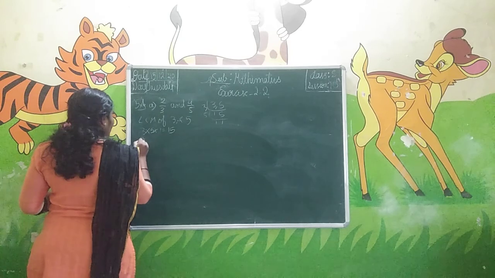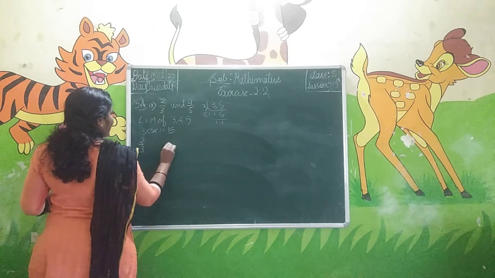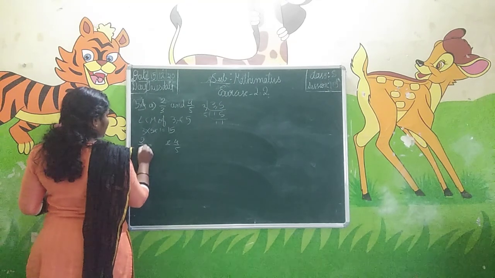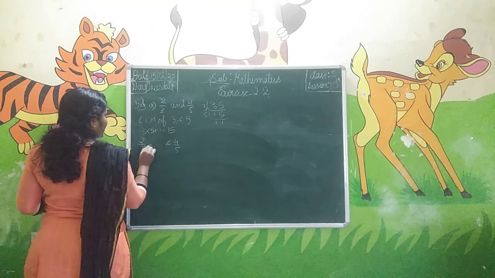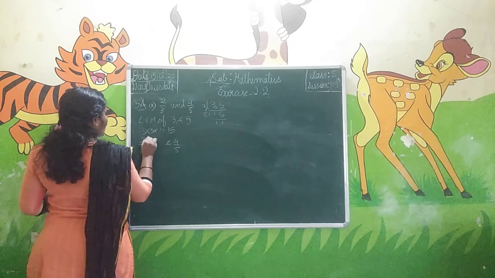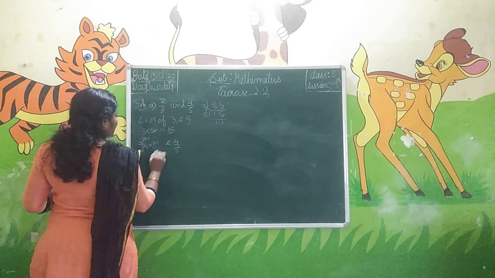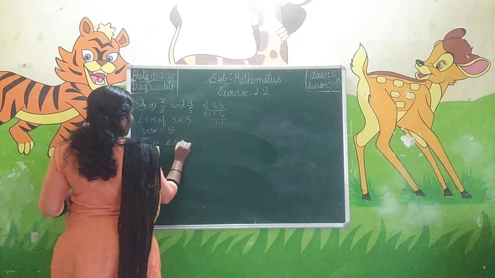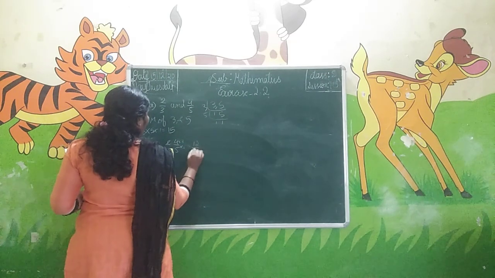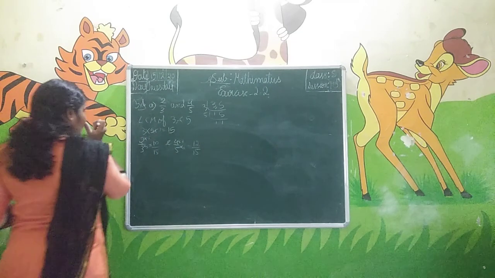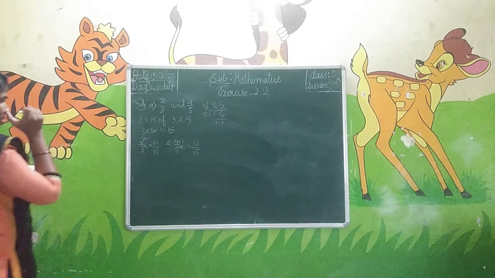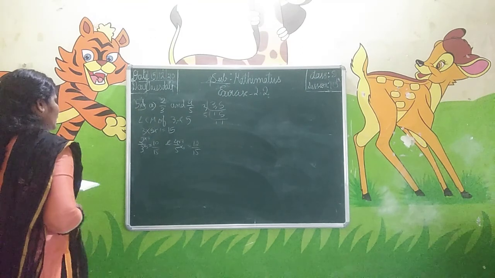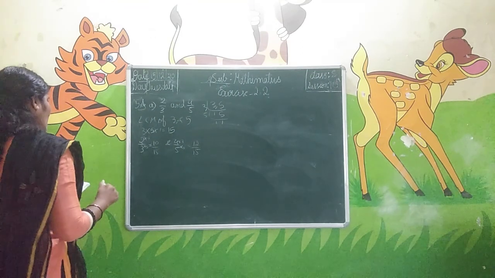So 2 by 3 and 4 by 5. To get the denominator the same, we have to multiply 3 into 5 and 2 into 5. 2 5s are 10, 3 5s are 15. And here also we multiply 5 into 3, 4 into 3: 4 3s are 12, 5 3s are 15. Then write down the numbers between 10 by 15 and 12 by 15.